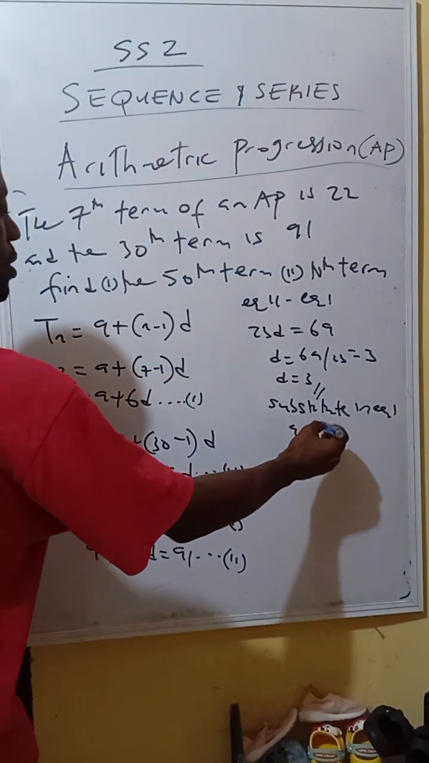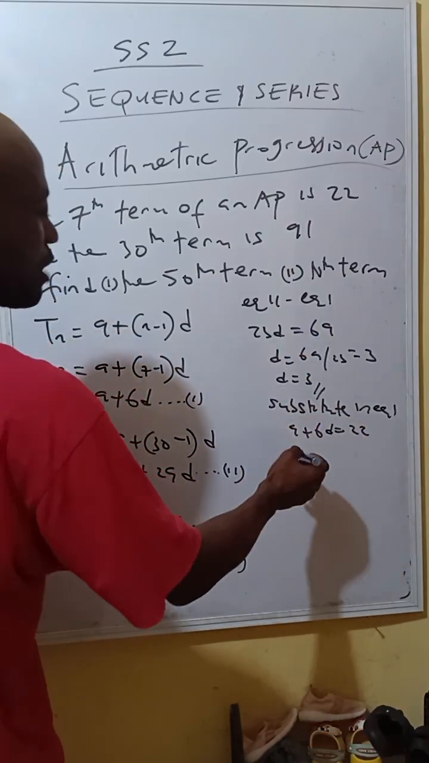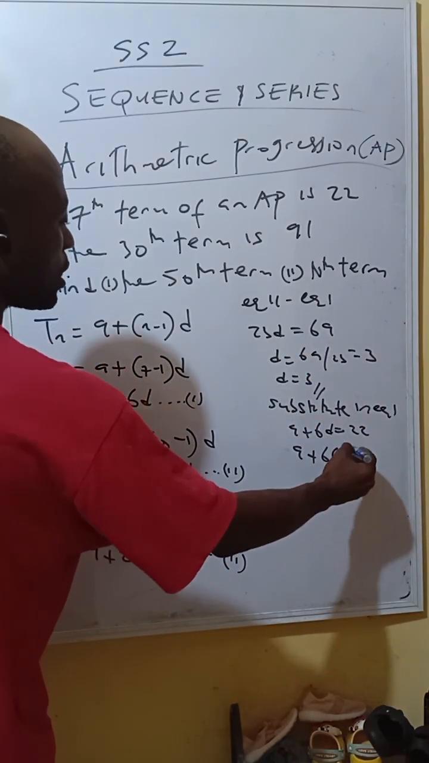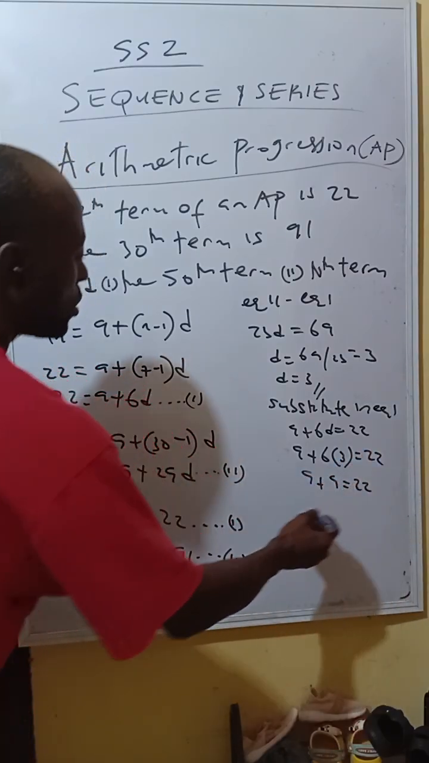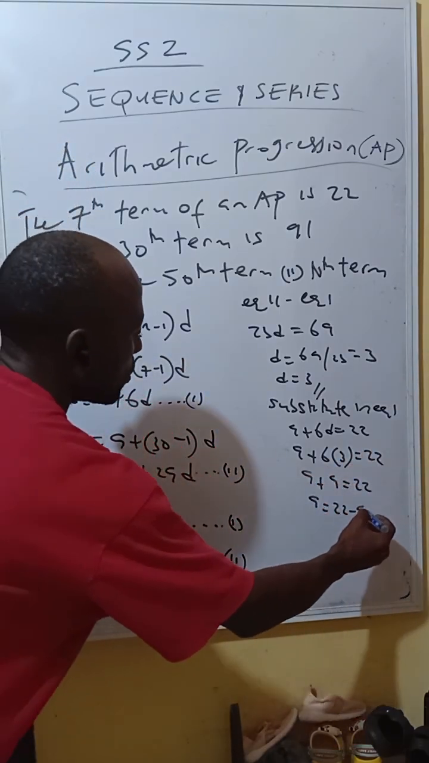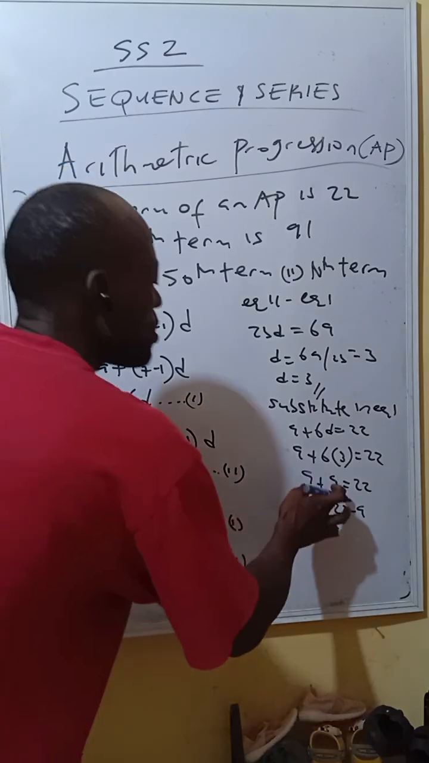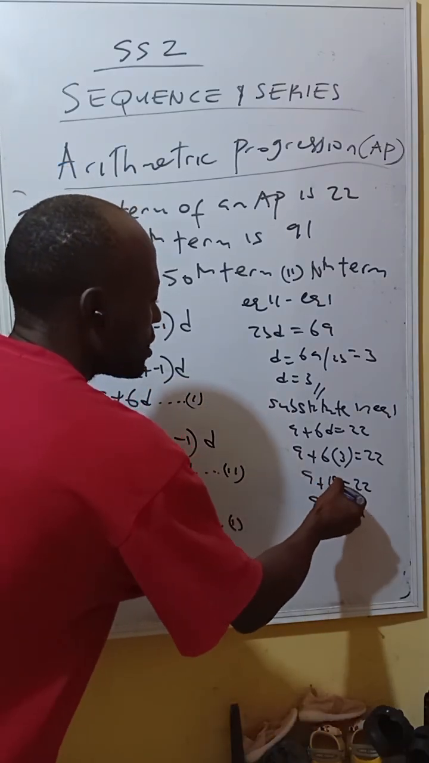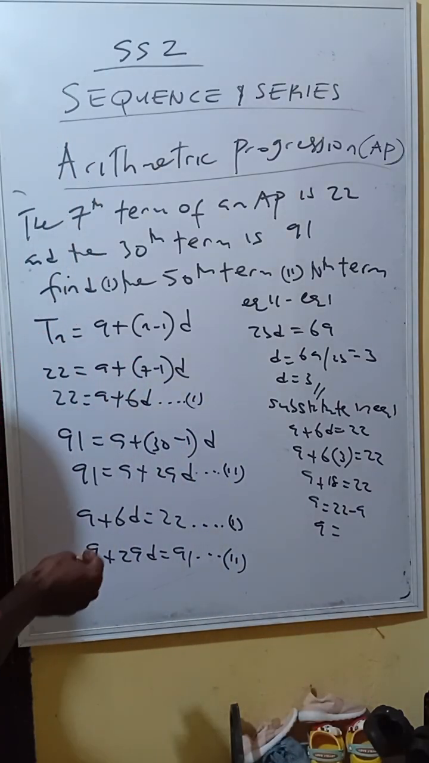This equation 1, A plus 6D is equal to 22. So if I substitute, you have A plus 6 times 3 is equal to 22. A plus 9 is equal to 22. A will be 22 minus 9. Oh, sorry, there's a mistake somewhere. 6 times 3 is not 9. It's 18. Yes, it's 18. Sorry.